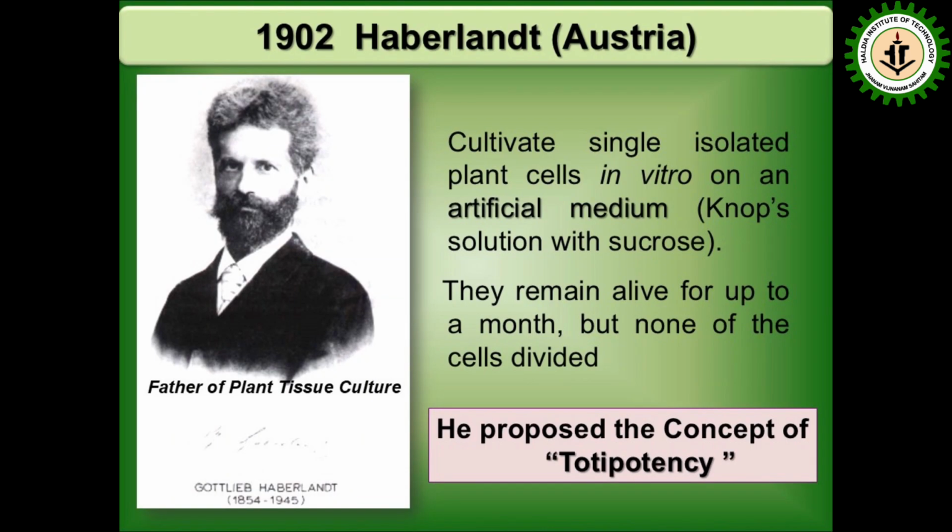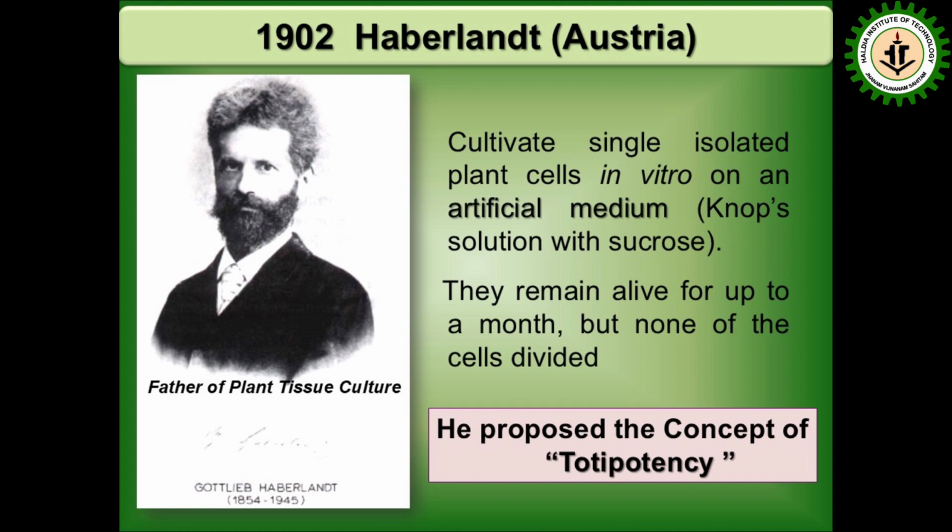In the year 1838 and 39, scientists Schleiden and Schwann proposed the cell theory, which states that all living organisms are made up of cells and that cells are the basic structural and functional unit of life. This laid the foundation for the idea that individual plant cells could potentially grow independently.